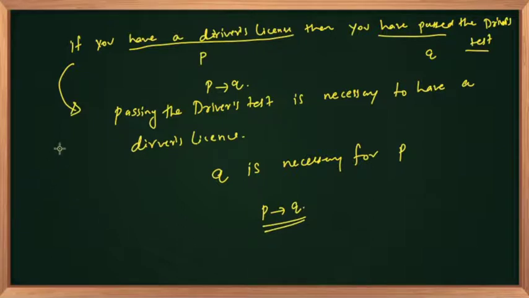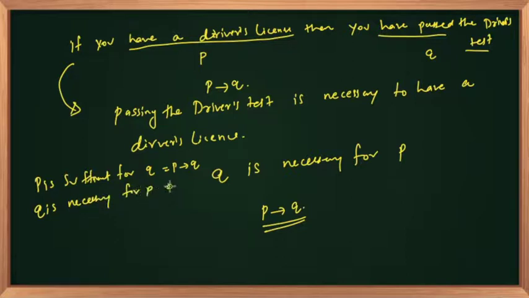Okay, so we should understand that if I write P is sufficient for Q, that means it's P implies Q. If I say Q is necessary for P, then that means P implies Q. Okay, so you should be able to identify the antecedent. Whatever comes before sufficient is the antecedent, and whatever comes after necessary is the consequent here. Okay, so P implies Q means P is sufficient for Q, and you can say that Q is necessary for P, right?